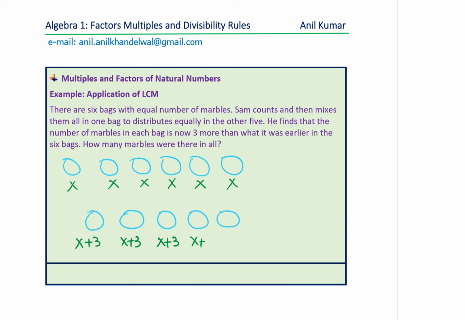But what is important here is that the number of marbles is fixed, right? Number of marbles is common. Do you see that? So number of marbles is common. So what are we looking at? Since the number of marbles is common, we are looking at the lowest common multiple of x and x plus 3, or 6 and 5. What are we looking for? Okay, think about it. So how many marbles were there in all? That is the question. Correct.